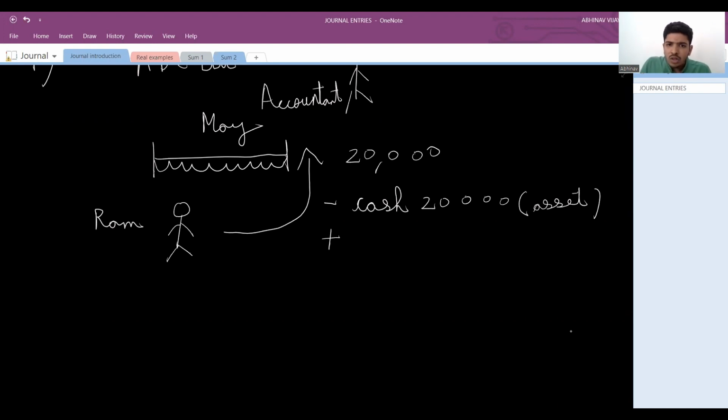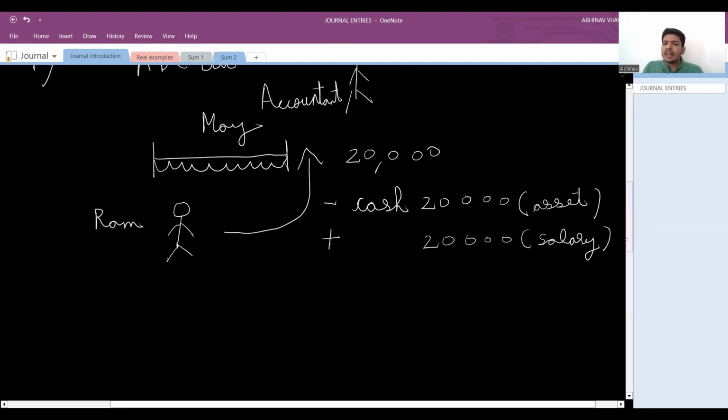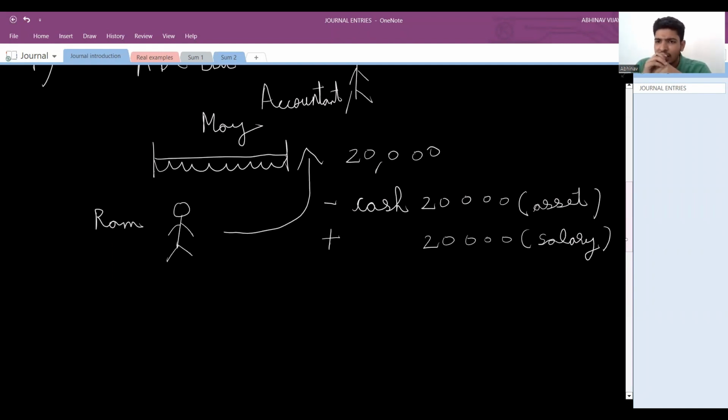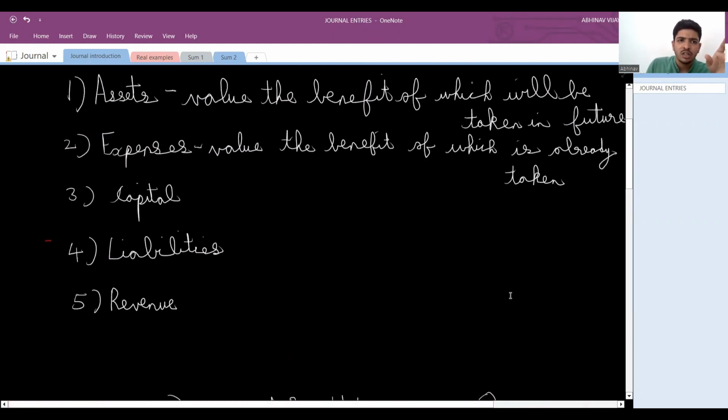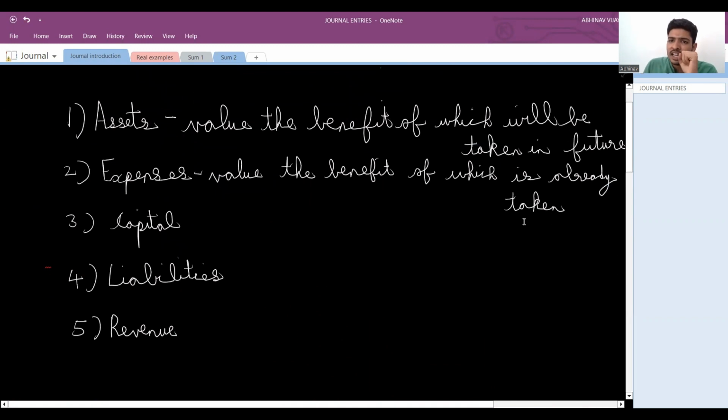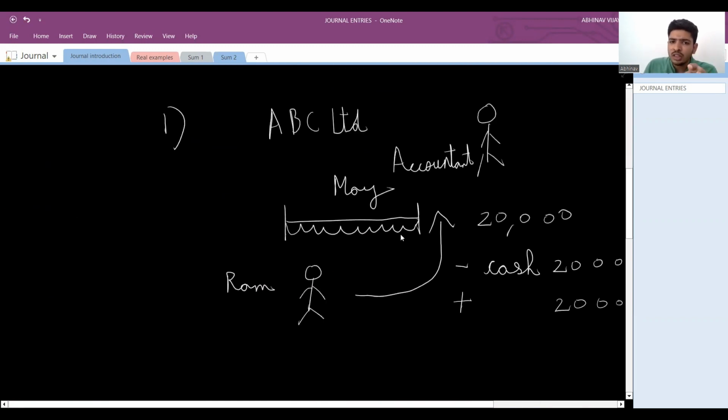So 20,000 salary. Now, why am I writing salary in this bracket and not here? There's another reason. Again, I tell you, salary is just a name. So, by the definition given above of expenses, value the benefit of which is already taken is the definition I gave you. In this month, you took the benefit of Ram's services worth rupees 20,000. So, 20,000 is the value, the benefit of which was already taken in the month of May. So, according to the definition mentioned above, it's an expense.